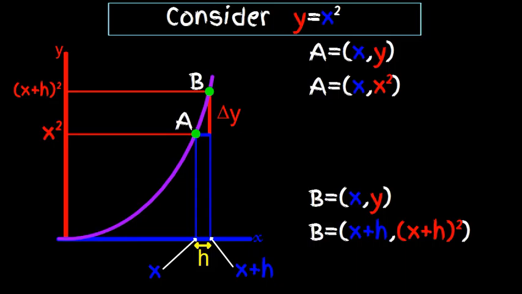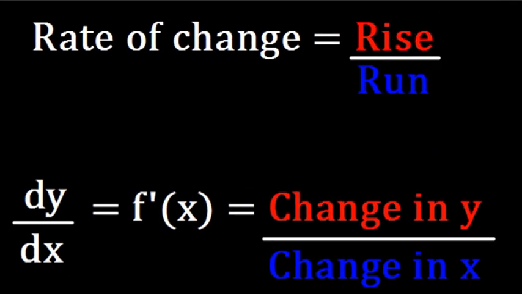So they are the coordinates of points A and B, which will become quite important as we move B closer to A and h disappears and becomes almost zero. Then we get the gradient of the tangent line, like in the first video, which is the first derivative of this function y equals x squared. So just think of any gradient or slope as what we call the rise over the run. It's the change in y divided by the change in x.